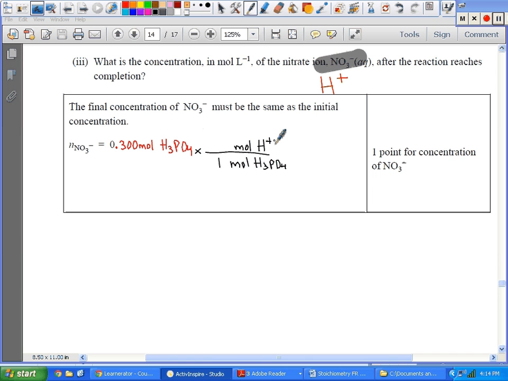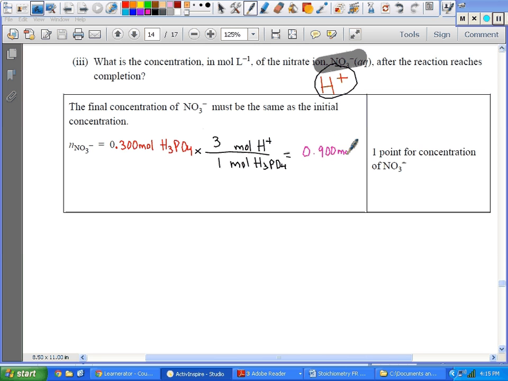It's asking specifically for H plus. Well, is H plus in H3PO4? It's just like a mole to mole, but instead of getting these numbers from the balanced equation, I get them from the compound formula. Works the same way. That's 0.9, right? 0.900 moles of H plus.